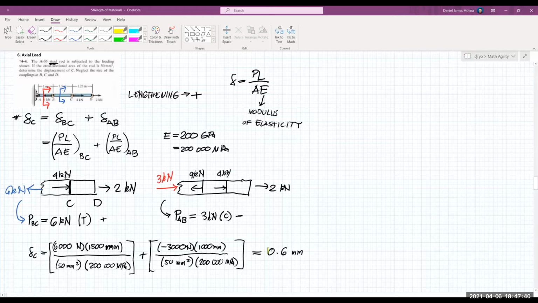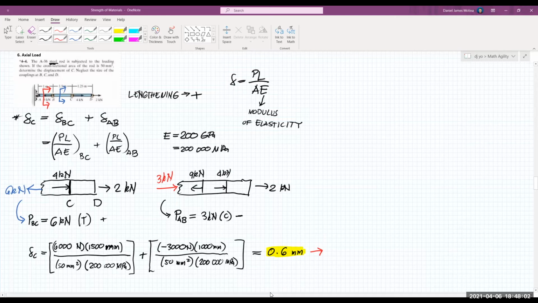That is actually our answer. And since the sign is positive, therefore the displacement of C is going to the right. So 0.6 millimeters going to the right. That is our resulting displacement of point C.